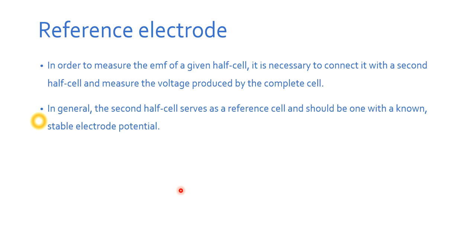We connect that cell to another electrode of a stable potential, and that stable potential electrode is named a reference electrode.